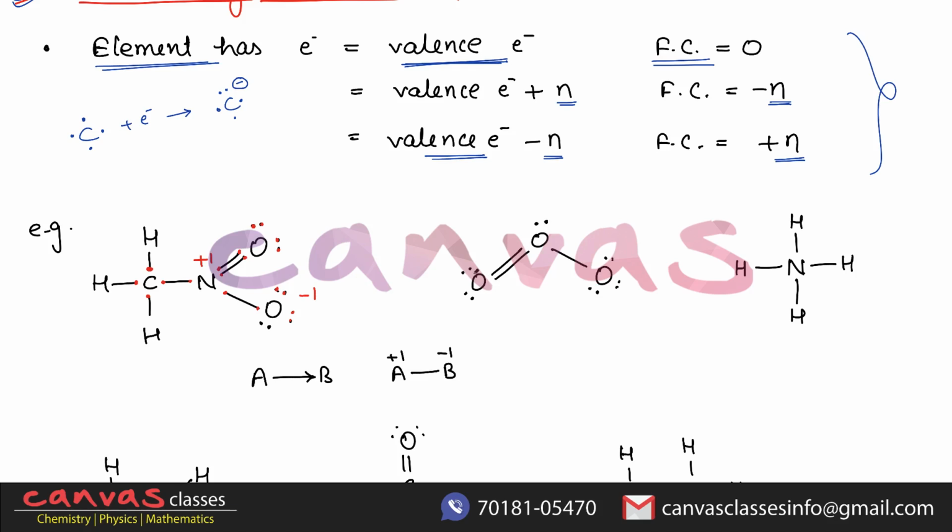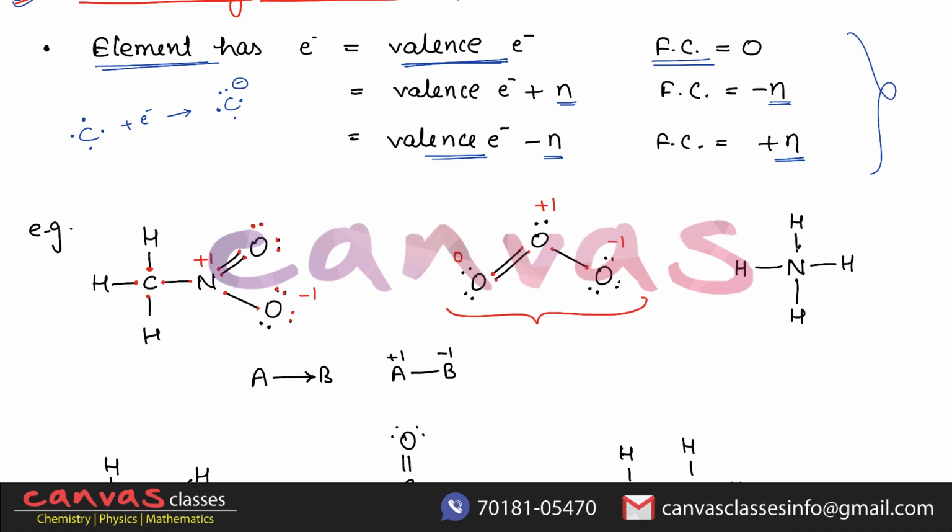Next, in this case, for this oxygen 2, 4, 5, 6, that is 0. Now this oxygen 2, 3, 4, 5, that is +1. This oxygen 2, 4, 6, 1, 7, that is -1. So when you add all these formal charges, they must be equal to the charge on the species. Now since this molecule is neutral, adding up all the formal charges will also give you 0.